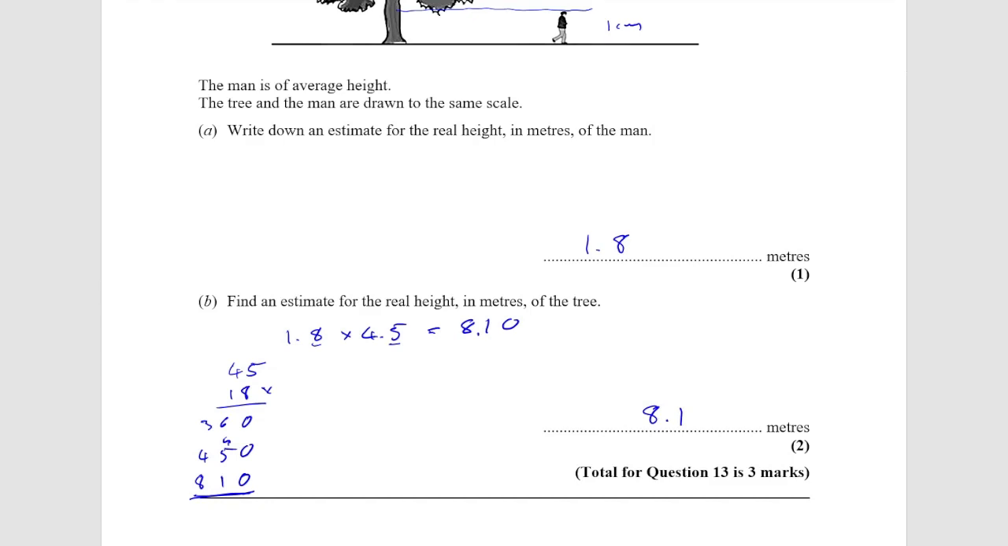So I will go into a bit more detail for this because it's an estimate question. The mark scheme is saying that for the height of the man, anything between 1.5 and 2 is acceptable, and for the height of the tree, anything between 7.5 up to 12 is acceptable.